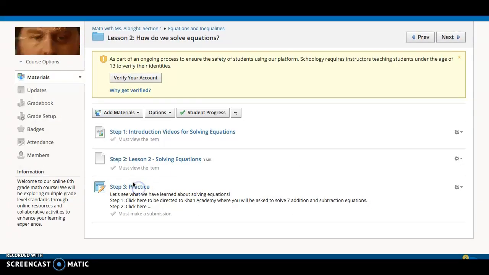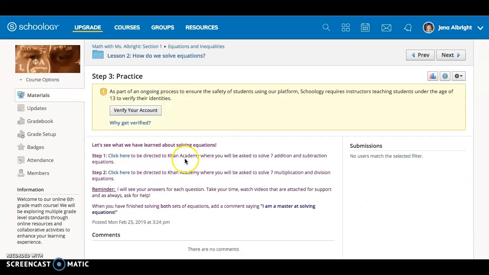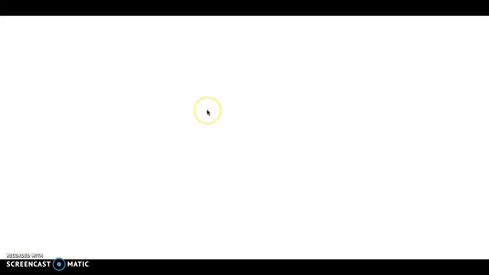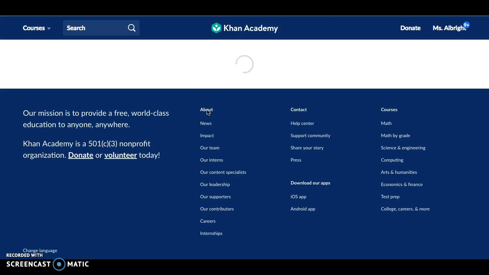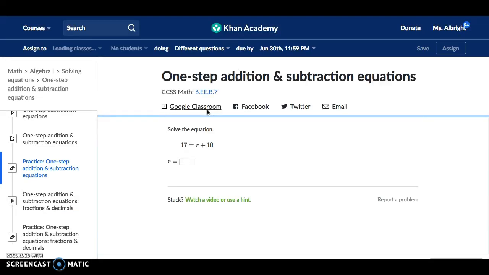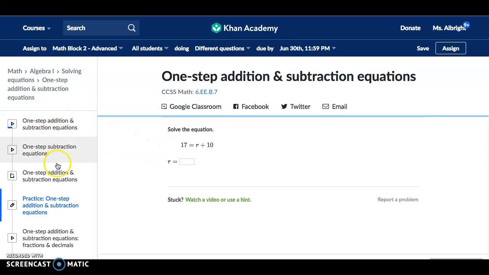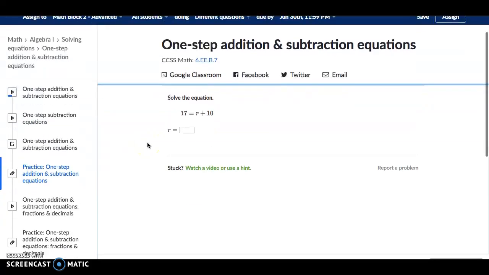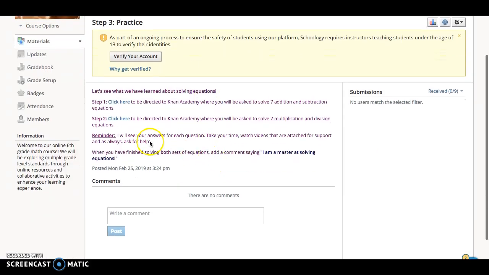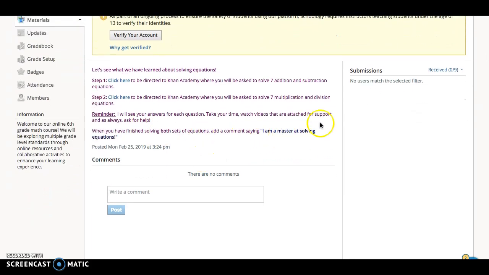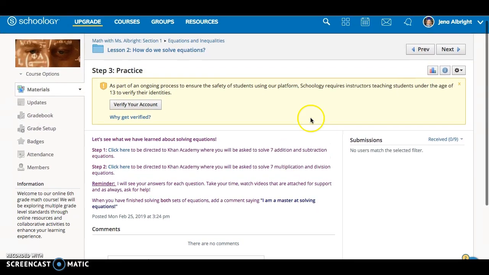Okay, and our practice for this lesson too, we have Khan Academy. The great thing about Khan Academy is when students don't fully understand or if they're still a little stuck, they can go over to the side here and watch any of the videos that they need to that'll help them out with solving these. Very guided and supportive. Okay, when they're finished, they're going to say, I am a master of solving equations.